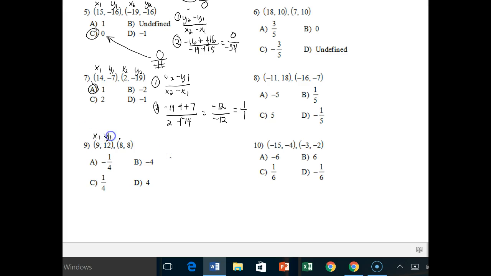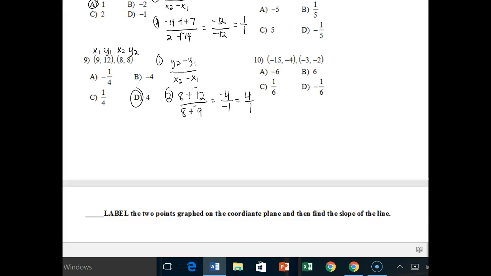x1, y1, x2, y2. Step 1, y2 minus y1 over x2 minus x1. Step 2, plug in. 8 minus 12 over 8 minus 9, plus negative. We get negative 4 over negative 1. 2 negatives again, make sure you understand that's positive, so really that's 4 over 1, which is just 4. You guys have the evens on your own.